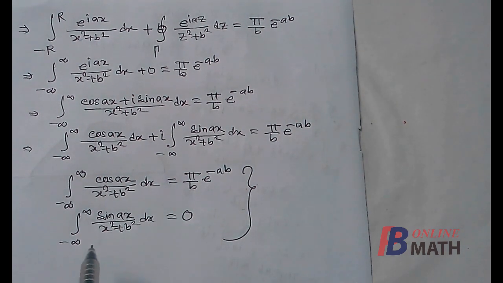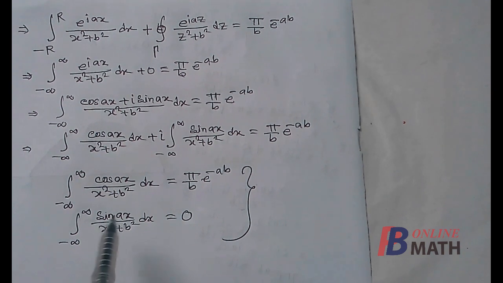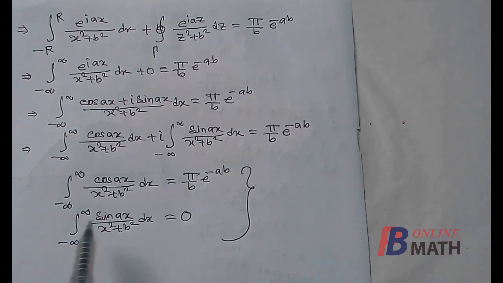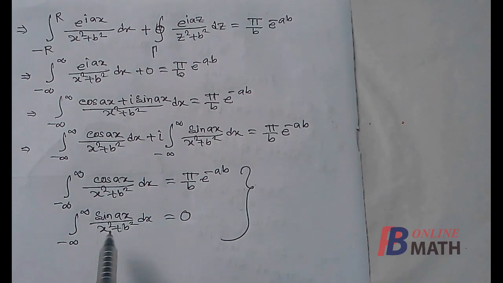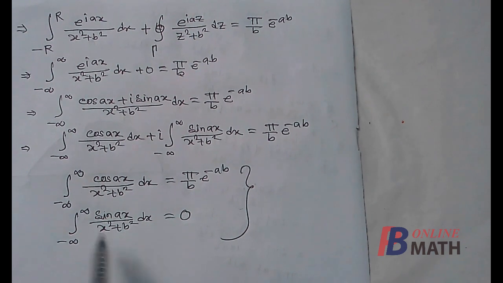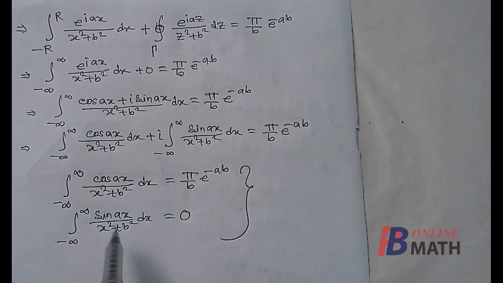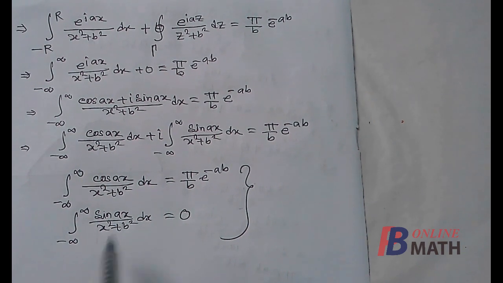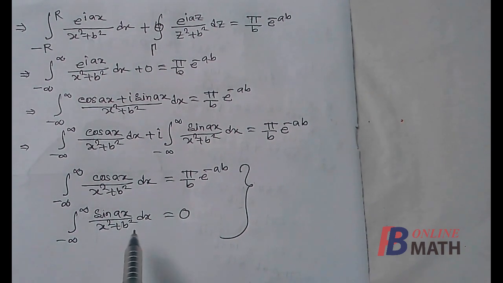Furthermore, we have obtained one more result, that is, the integration of sine ax by x square plus b square from minus to plus infinity is equal to 0. This is obvious because sine ax by x square plus b square is an odd function, so its integration from minus to plus infinity will always be equal to 0. So that completes our result, and thanks for watching.